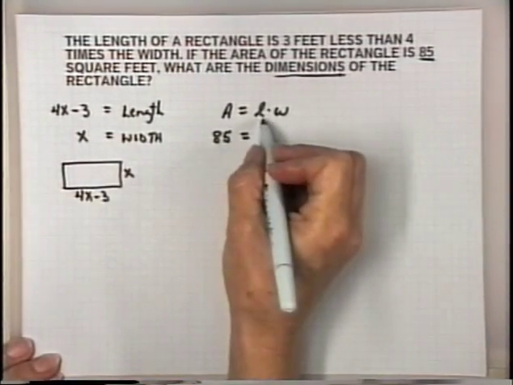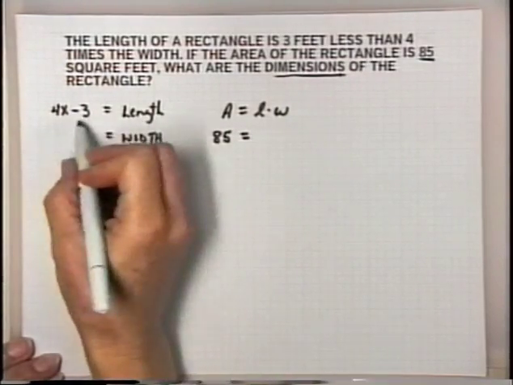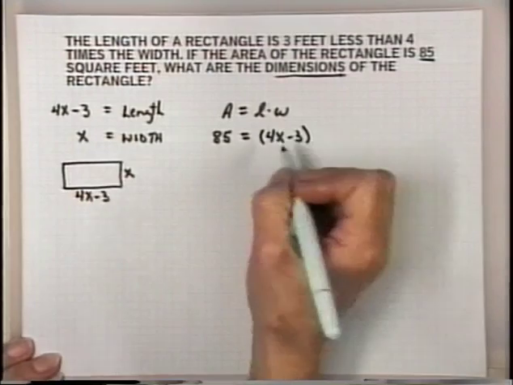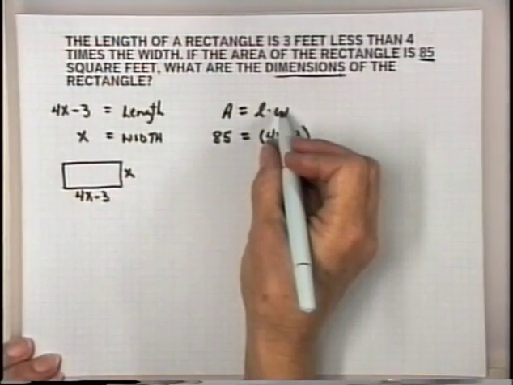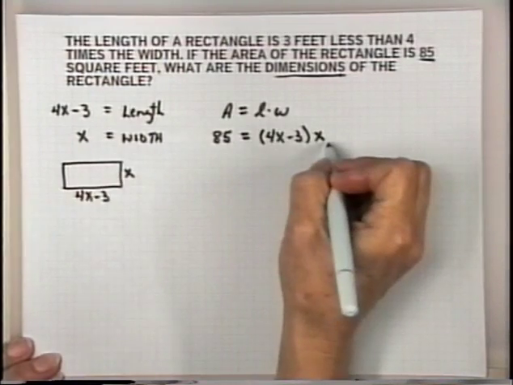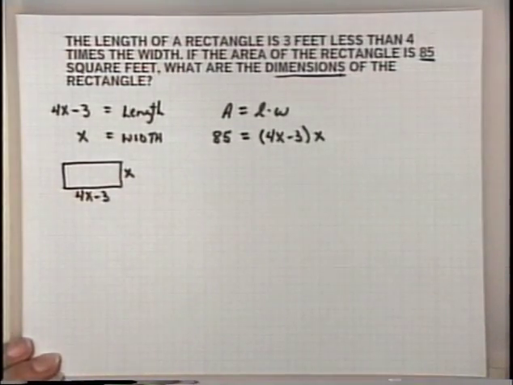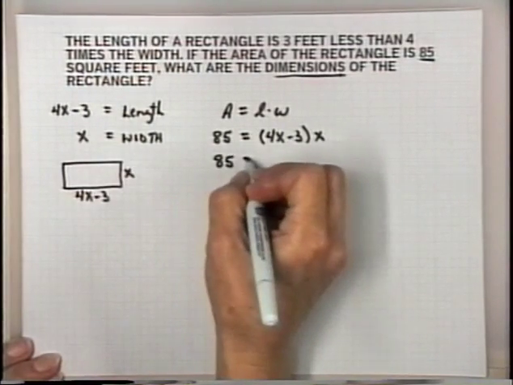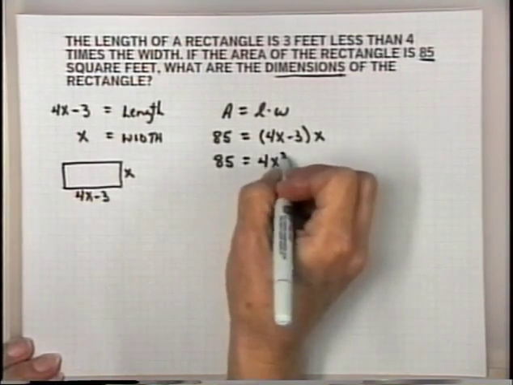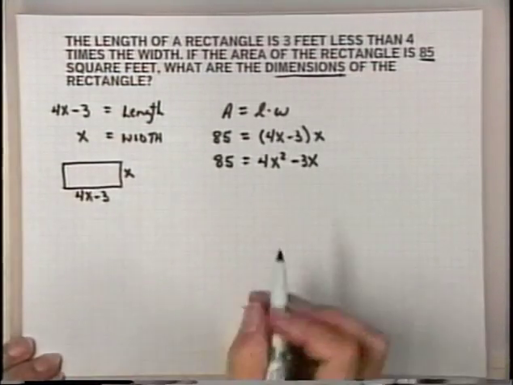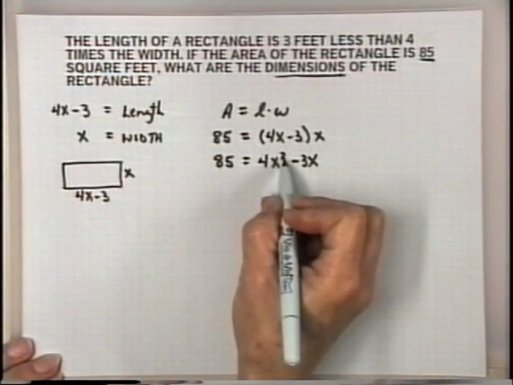Do we know L? L is length. You'll notice we have an expression here, 4x minus 3 for the length, times width. For width we have x, length times width. Let's clear the parentheses. 85 equals 4x squared minus 3x. We have a quadratic equation.